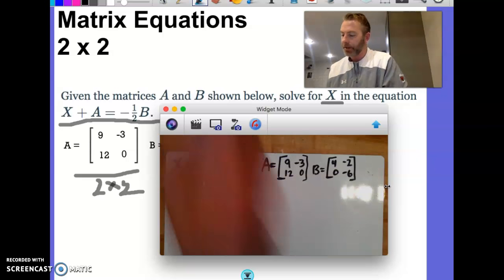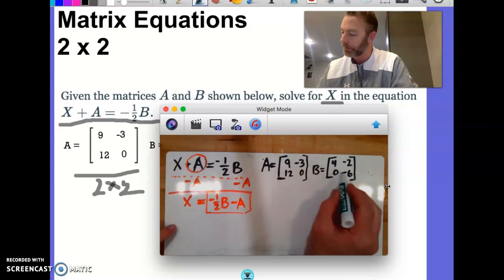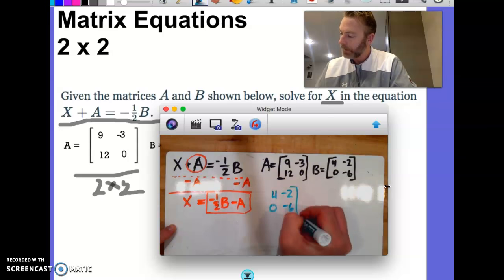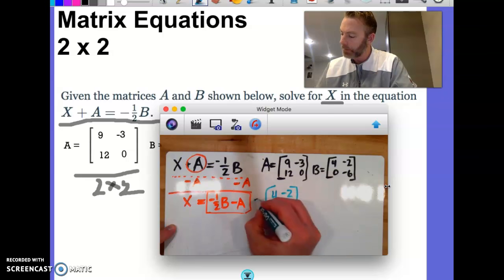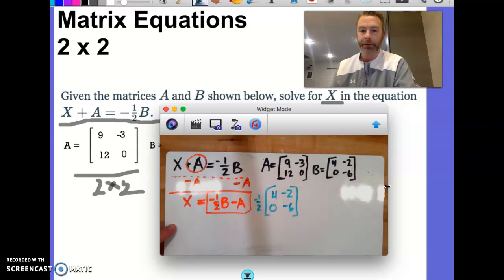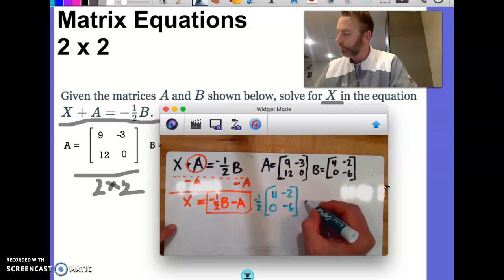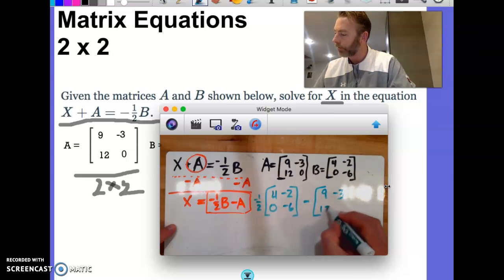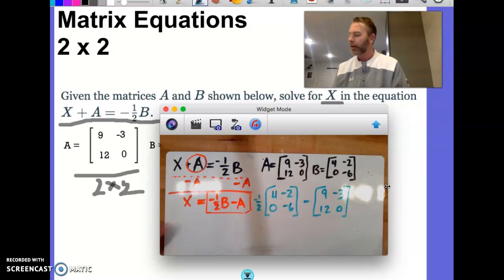All right, so let's take a peek at that. Off to the side here, here's matrix B. And what I'm going to do is write matrix B again. I'm going to put this scalar of -1/2 out in front of it. And then I'm going to subtract, after I do that, matrix A. And I want to make sure I do it in that order. Order is important for matrices, addition and subtraction.